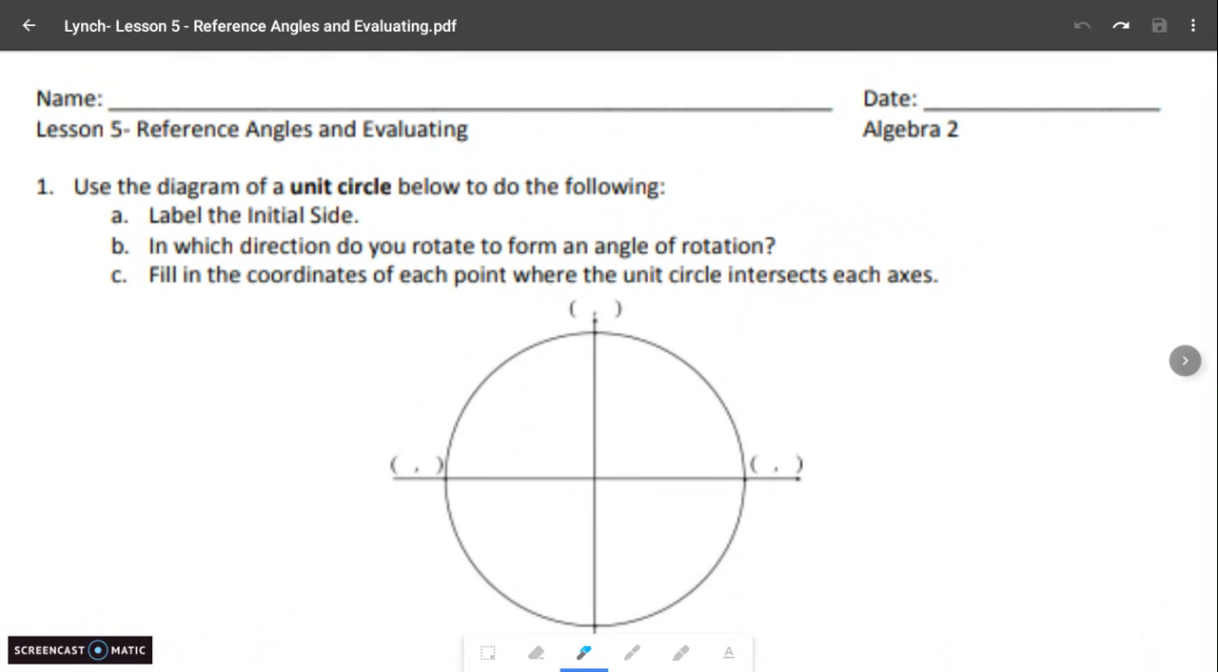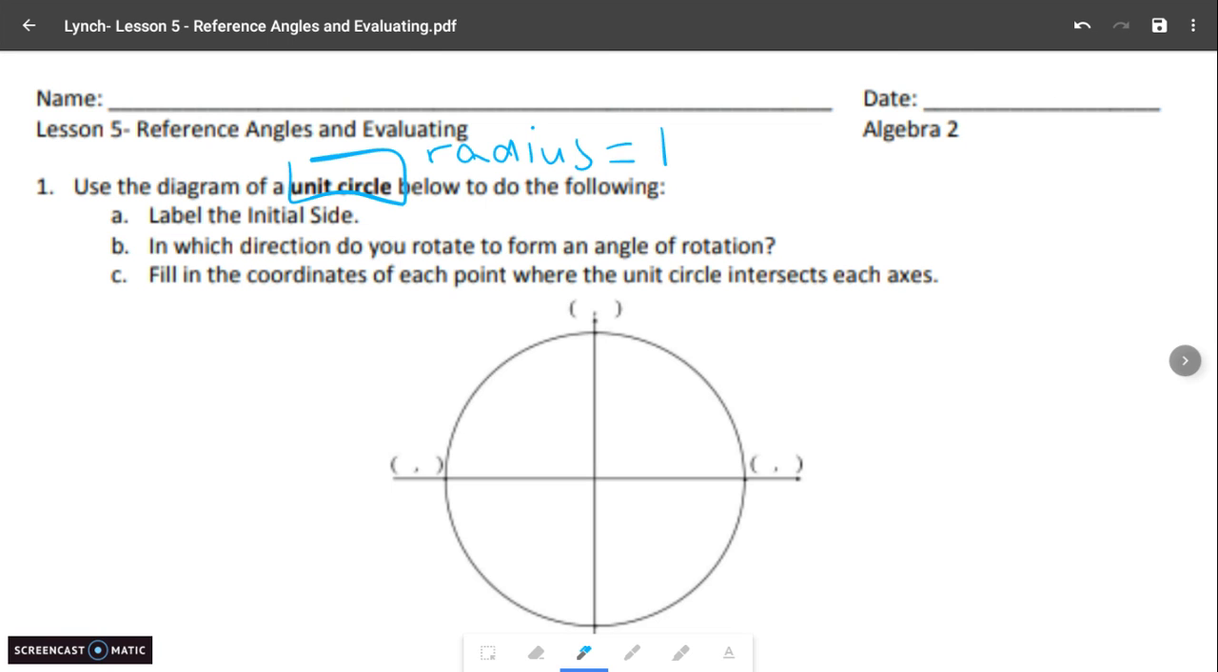Guys, this is lesson 5, reference angles and evaluating. So to start, here we have a unit circle. So remember what's special about the unit circle? Our radius is equal to 1.